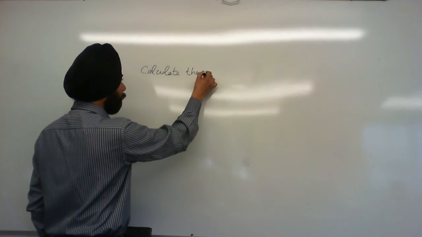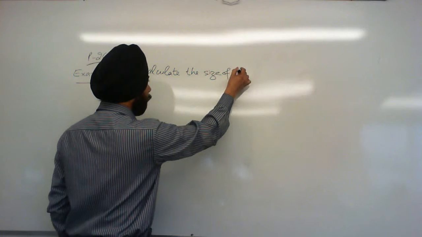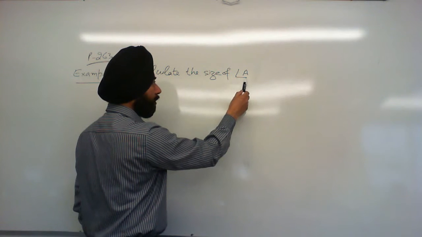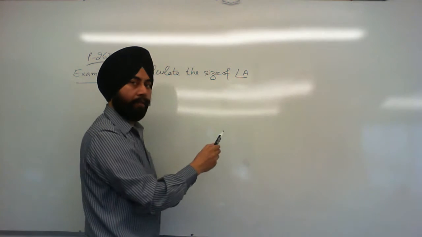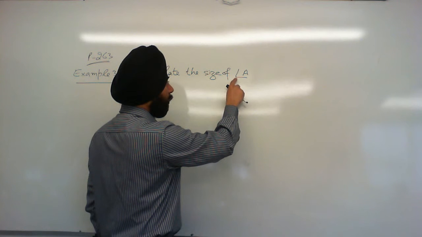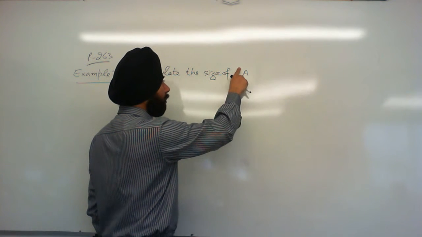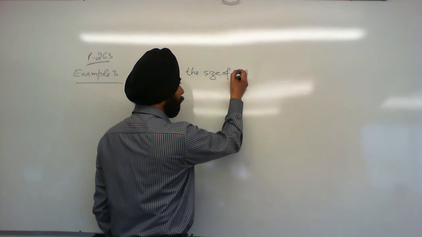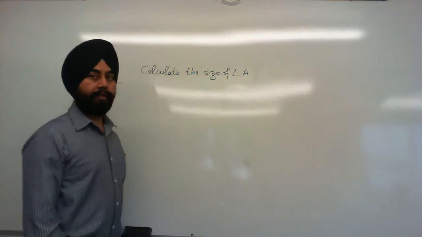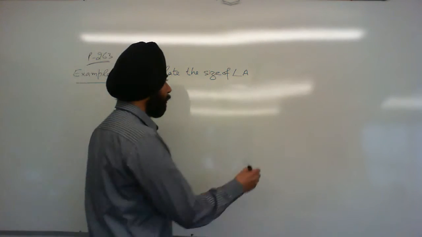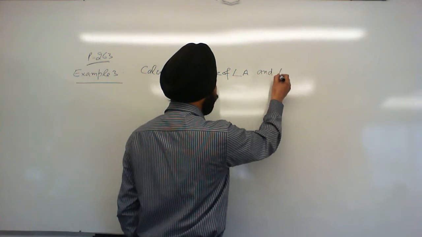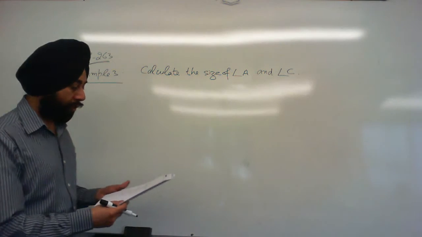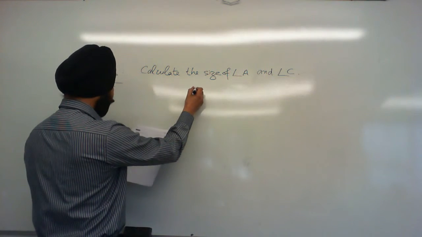Calculate the size of angle A. This symbol is the angle symbol. When you see something like this, this means this is angle A. They might ask you this way, angle A, or they can just write A. This is also the same thing. This is also angle A, right? But this is also a symbol used for the angle. Angle A and angle C. So you have to find the size of angle A and angle C in this triangle.